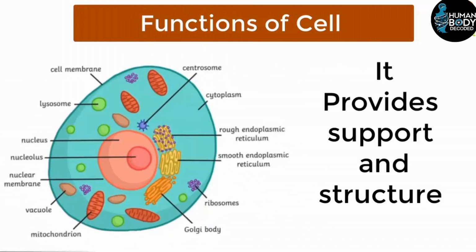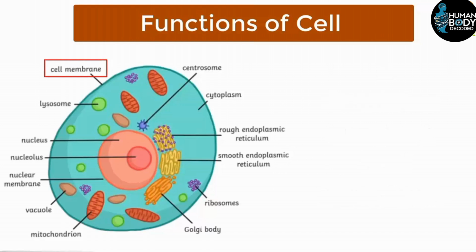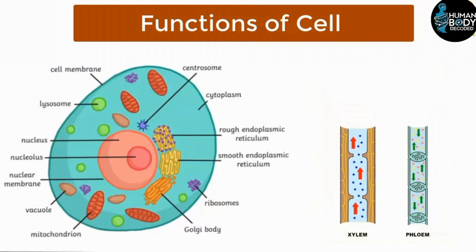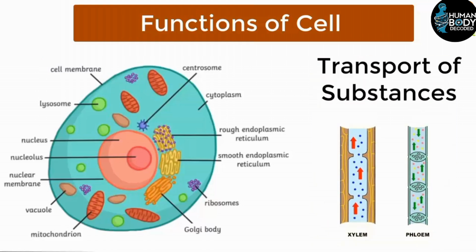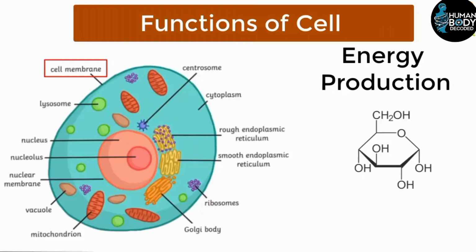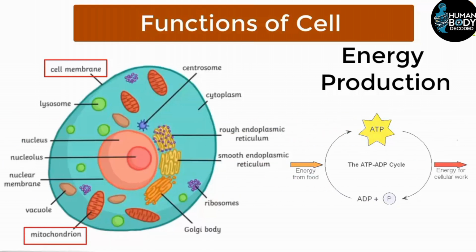Function number 1, support and structure. The cell membrane provides external support, while the cytoskeleton provides internal structure. In plants, xylem and phloem tissues also provide support. Xylem helps transport water, while phloem transports food. Function number 2, transport of substances. Different substances enter and exit the cell through the cell membrane. Function number 3, energy production. The cell produces energy from glucose. This process takes place in an organelle called the mitochondrion. This mitochondria converts glucose into ATP.